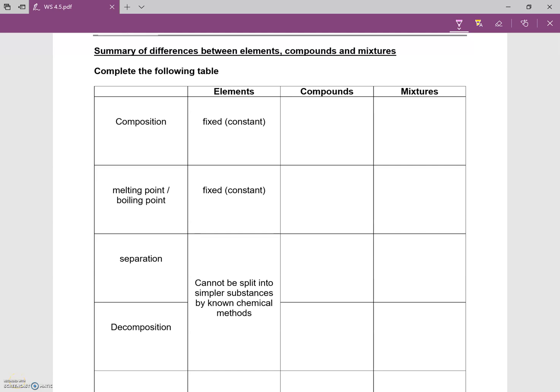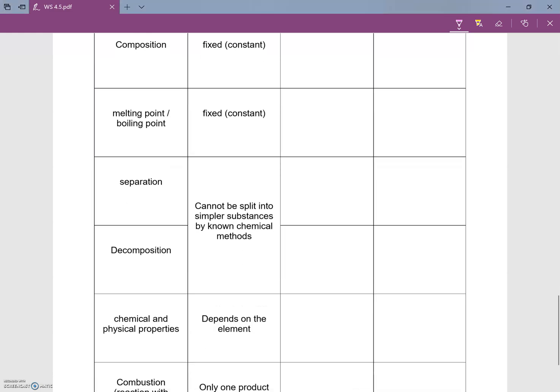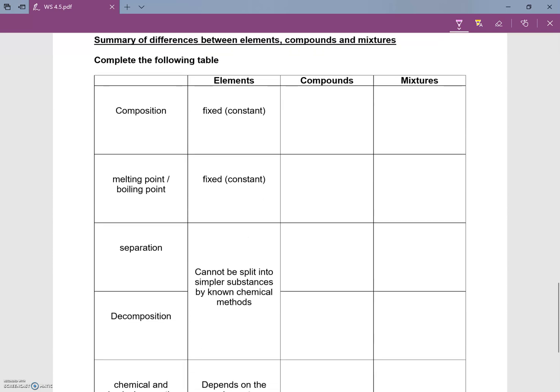Okay, so we're going to finish this with the last part here. We're looking at a summary of the differences between elements, compounds, and mixtures. So these are the various things that we're going to compare.